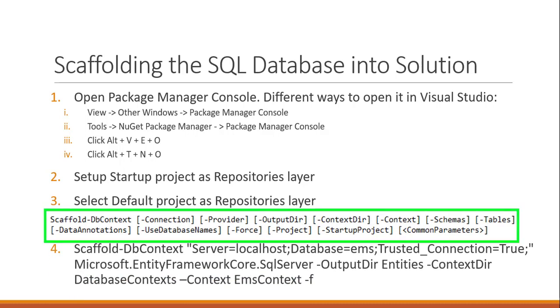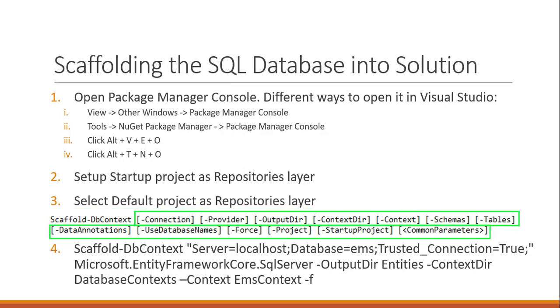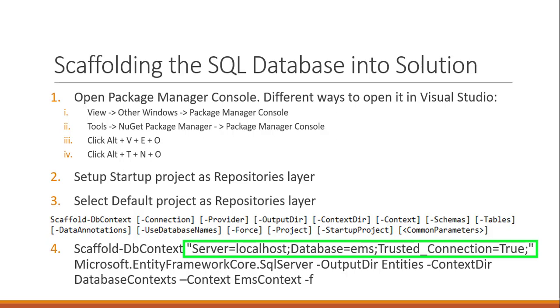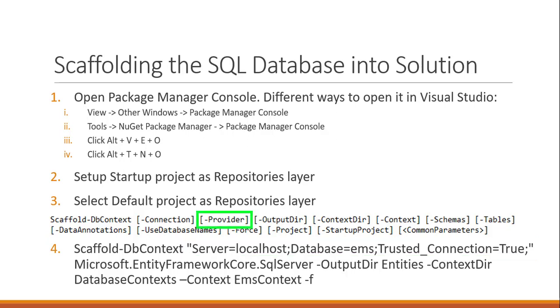This is the line Scaffold-DbContext. It has multiple parameters, starting with the first one, connection. This is the connection string from which it will read all the tables. The next is the provider, what type of database basically. It can be SQL Server, it can be MySQL, etc. The third part is the output directory.